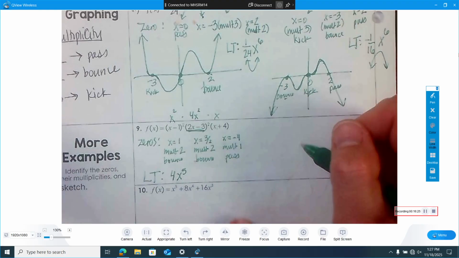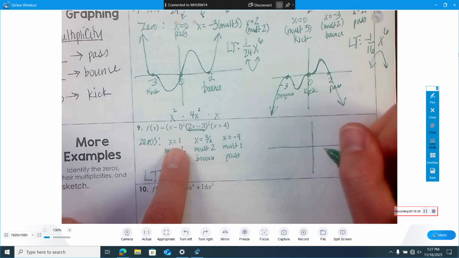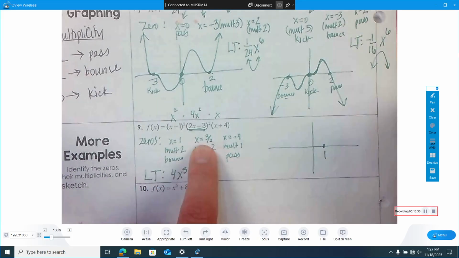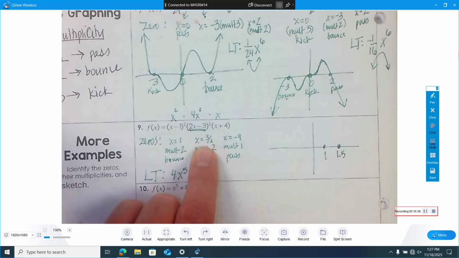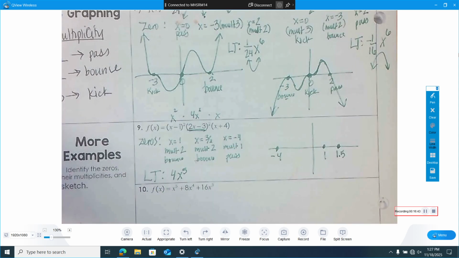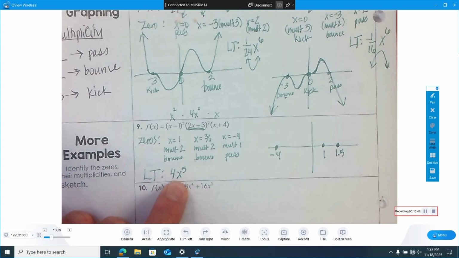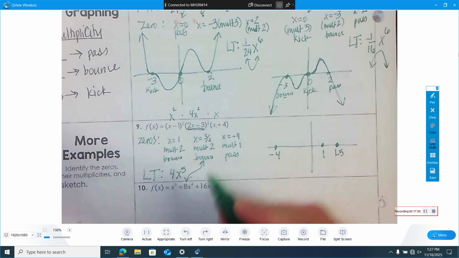4x to the 5th. Okay, so my little sketch here, let me think about this. My zeros are at 1. 3 halves is 1.5, so I'm just going to do a 1.5 there. And then negative 4 is over here. And again, I'm just plotting and labeling. I don't care how accurate we are. That's not the point of this. 4x to the 5th. What do the arrows do on 4x to the 5th? Starting low and ending up high, so that's where the arrow should go.